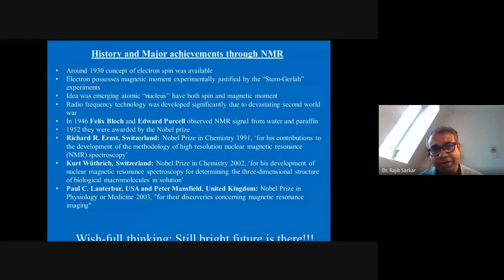Okay, so as far as the history and major achievements of NMR are concerned, NMR has a long history now. In the previous century, around 1930, the concept of electron spin was already available. The scientists around the world knew that the electron possesses a magnetic moment, and that had been experimentally verified by the Stern-Gerlach experiments. And the idea was emerging that the atomic nucleus has both spin and magnetic moment.